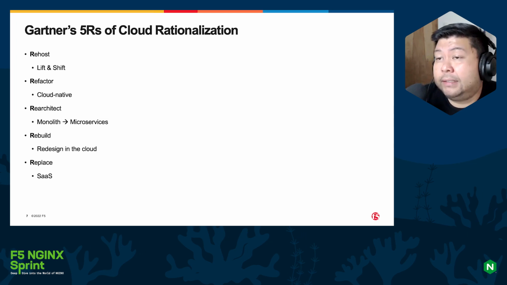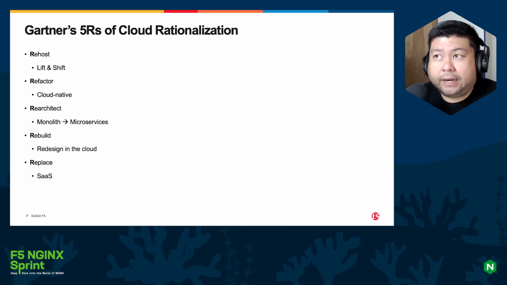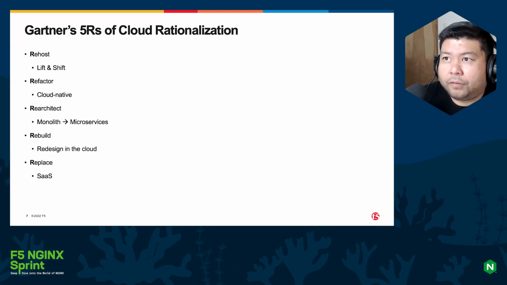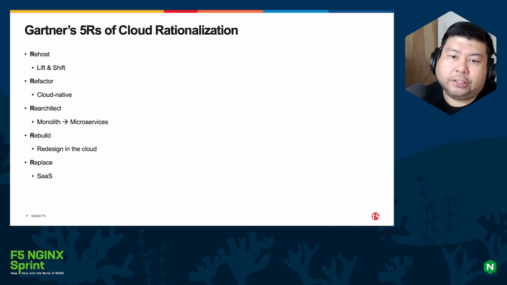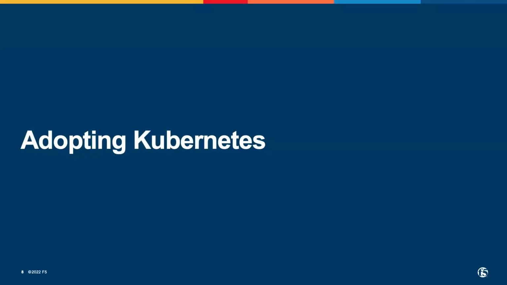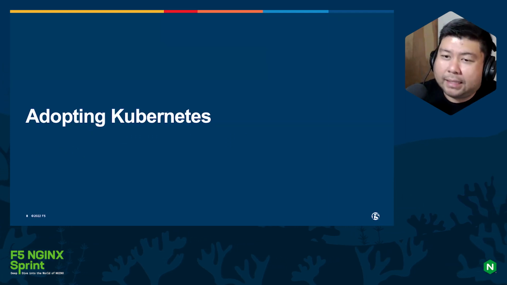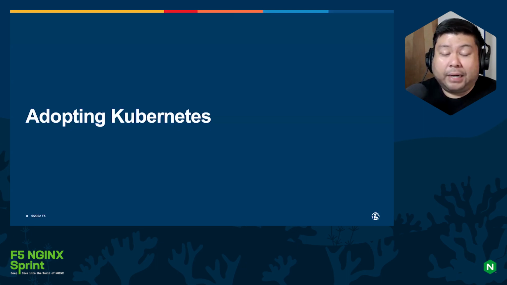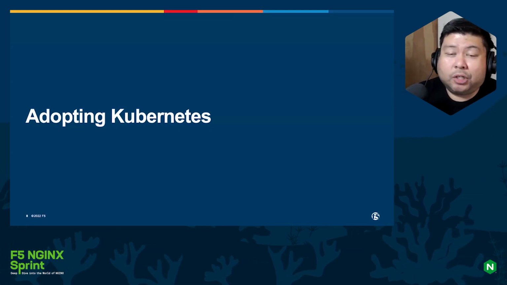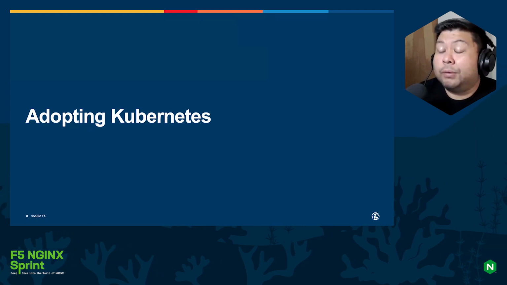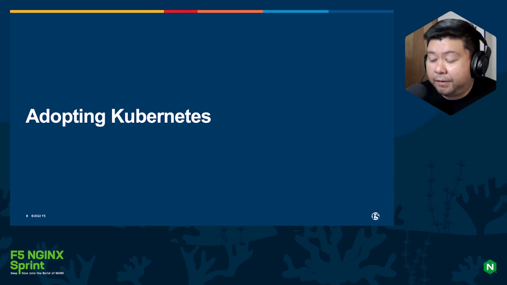So to summarize, these are considerations that Gartner identified back in 2011 for organizations to strategize on for their cloud migration. All right, the next section is adopting Kubernetes. Adopting Kubernetes is more than just creating Kubernetes clusters and running your containers. There's a lot more complexities with adopting Kubernetes. Even before you actually decide to adopt Kubernetes, there are some prereqs that are involved.